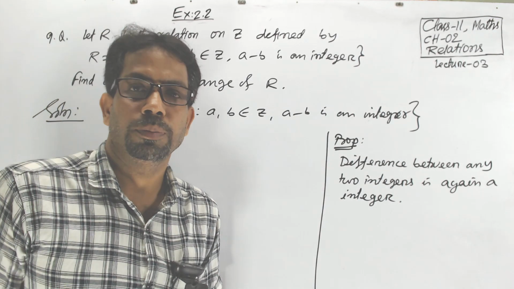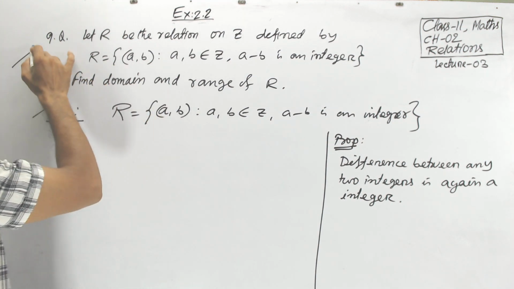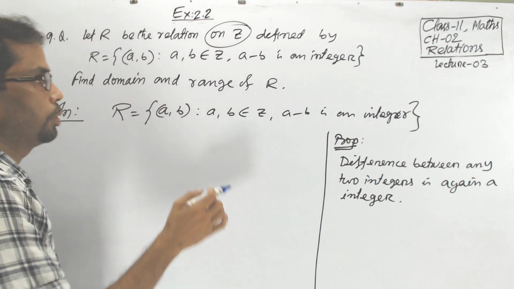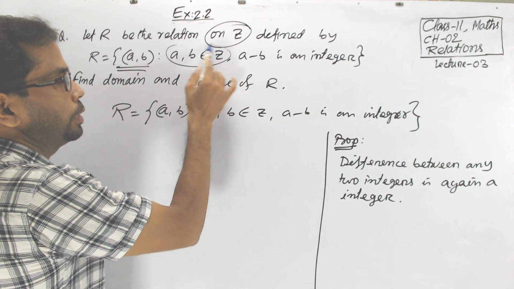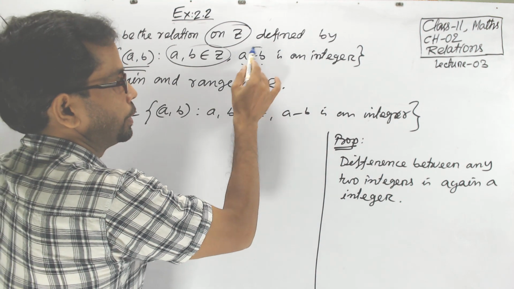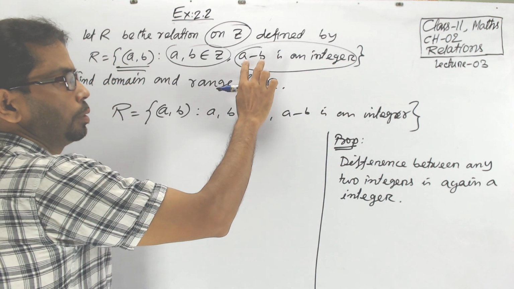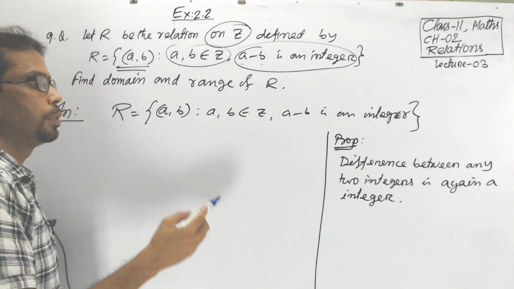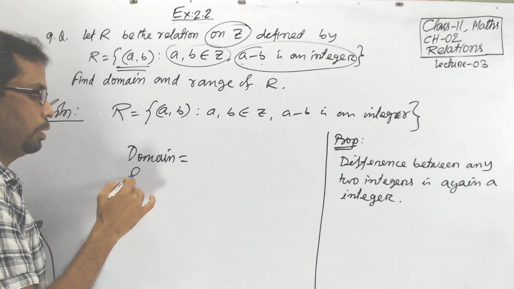The last question from this exercise is question number 9. A relation on set Z of integers, a relation is made by the pairs (a, b) in which a, b both are integers and a minus b is an integer. This is the condition. This is the relation between a and b. By this condition only we have to find what are the possible values of a and b. And we are asked to find what is domain. We are asked to write what is range.